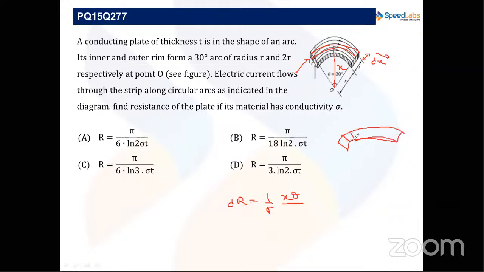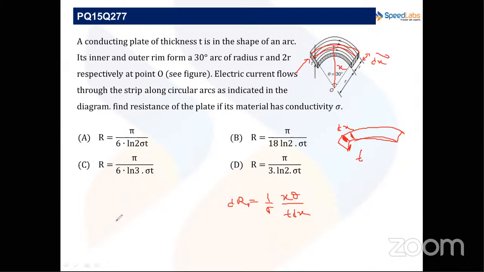So this thing is dx, and how much is this? t, thickness. This is t and this is d x. So cross section area is t dx. Now this is dR, and this is the resistance of just one strip. Let us call it dR1. Okay.